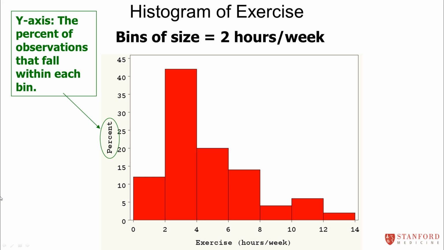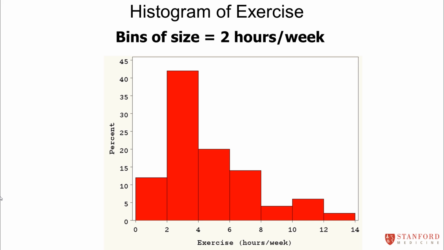And you can see by looking at this graph, it's immediately obvious that most of my students, the biggest number of students, fall between 2 and 4 hours of exercise per week. So it's just a really nice graphic because you can immediately see where everybody lies. Let me go into a little bit more detail about how to read this graph. So again, the y-axis is a percentage.